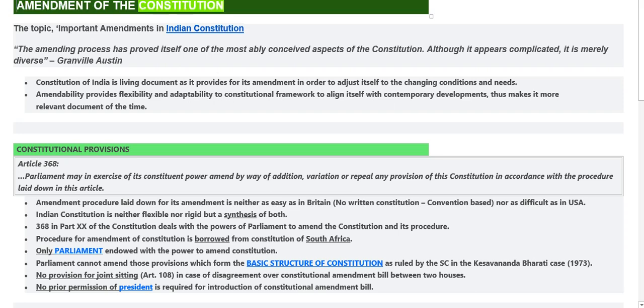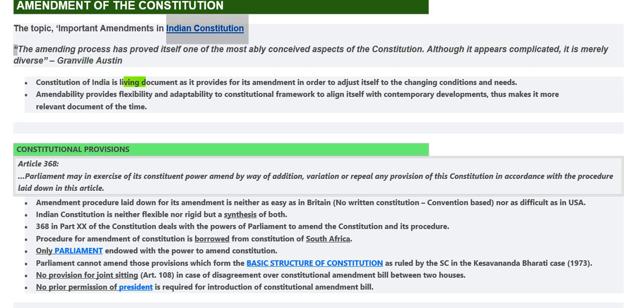Amendment of the Constitution. The topic: Important amendments in Indian Constitution. The amending process has proved itself one of the most ably conceived aspects of the Constitution. Although it appears complicated, it is merely diverse, granular.